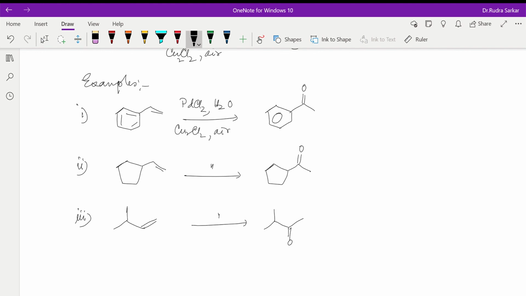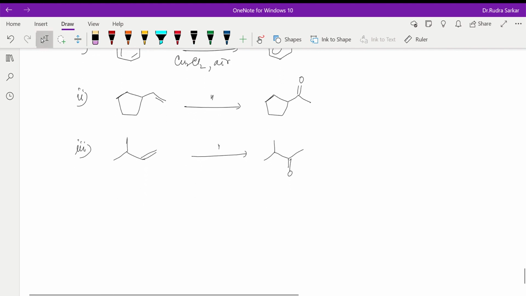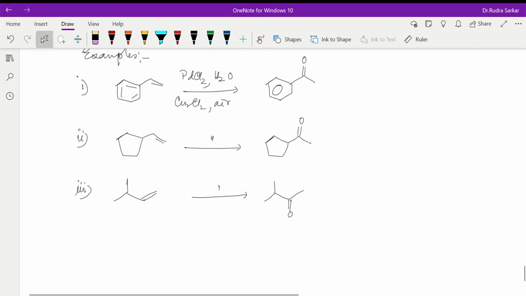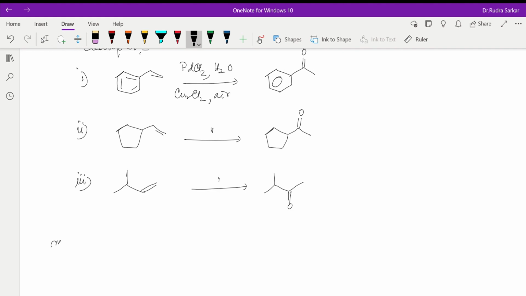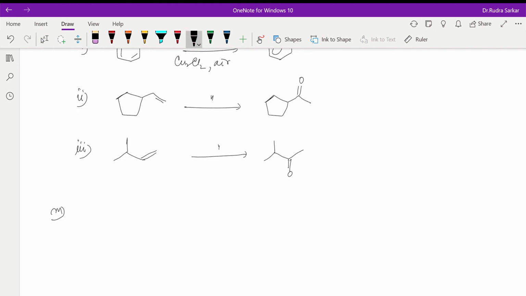Now again, this has been covered in the alkynes and alkenes chapter. Okay, so we are going to synthesize ketones and aldehydes from alkynes. Okay.